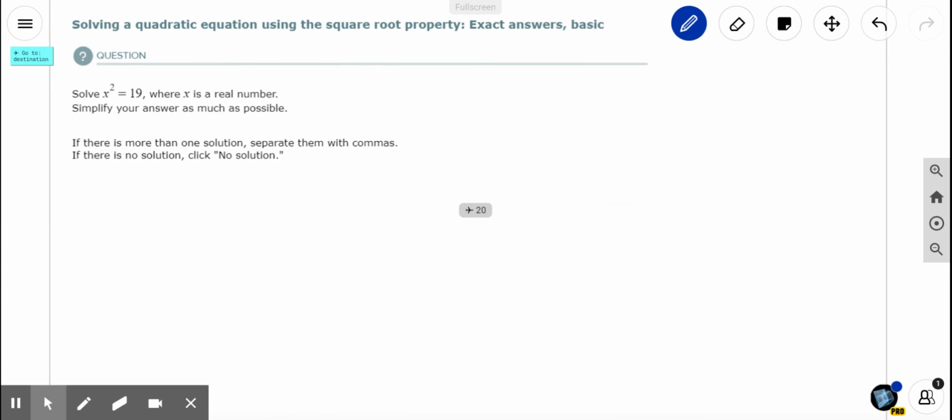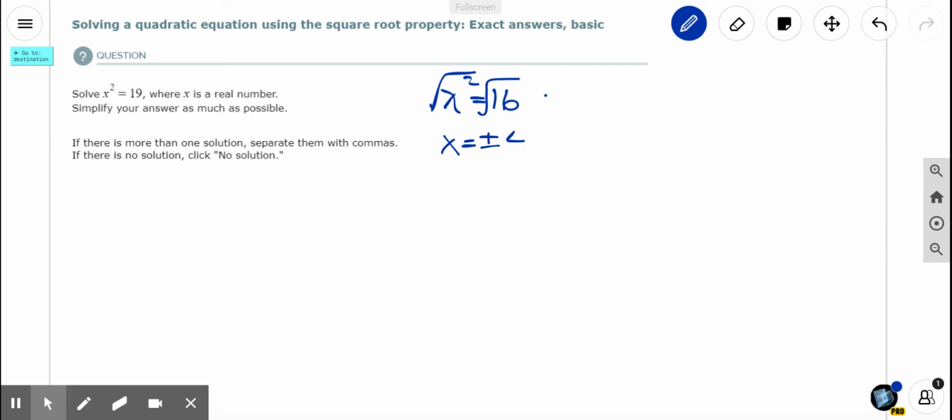Take a look at the next problem. Here you're given something like x squared equals 19. The issue here is that you're not given a perfect square. It's really nice when you're given something like x squared equals 16. You take the square root of both sides and get x is equal to plus or minus 4. That's nice. But what do you do when you don't have a perfect square?